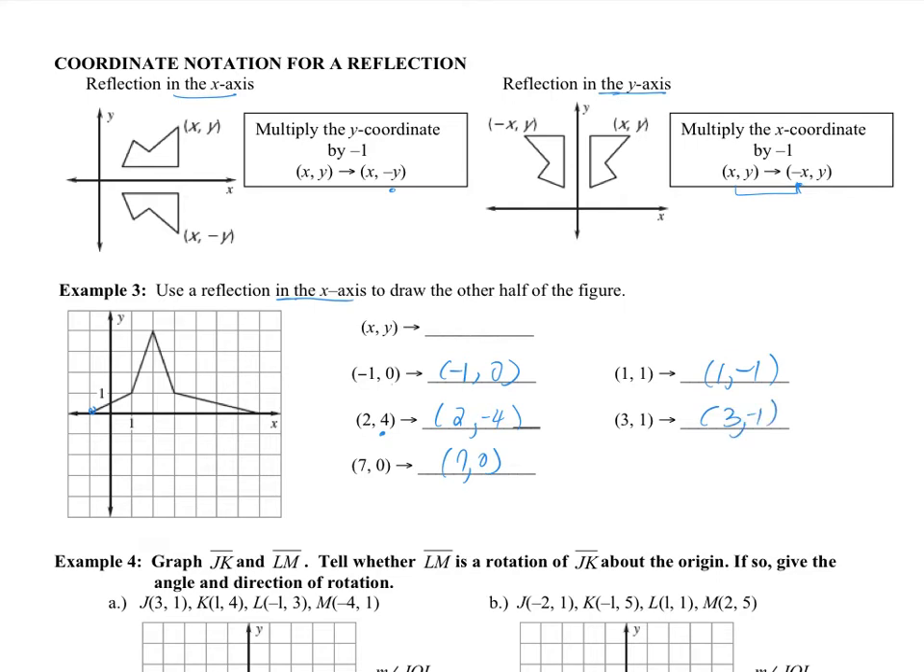And let's plot these points. So (-1, 0), (2, -4), then (7, 0), same point, (1, -1), and (3, -1). And then we're ready to connect our points here.